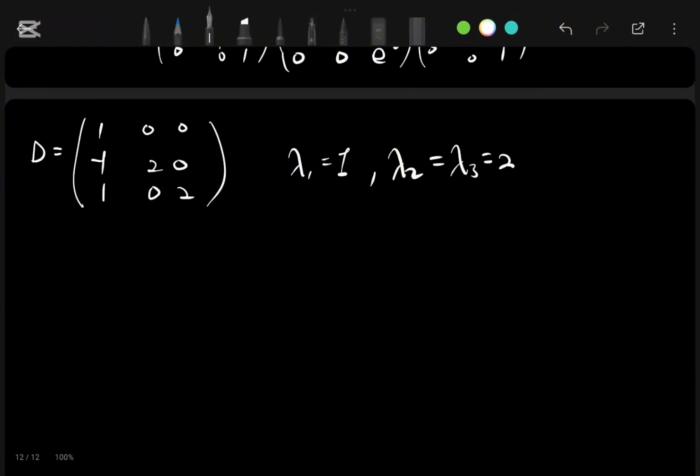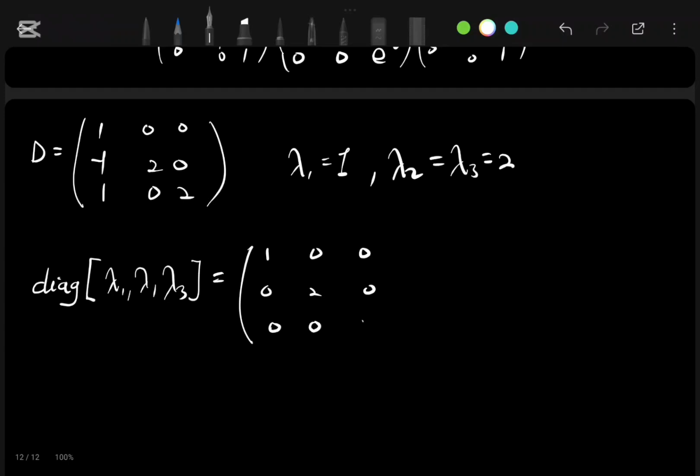So you write the eigenvalues of the matrix D as follows, and next you find your diagonal. I think I should write that one as diag to differentiate it from the D matrix. So the diagonal of lambda 1, lambda 2, and lambda 3 is just given by 1, 0, 0, 0, 2, 0, 0, 0, 2. So this is the diagonal of the matrix.